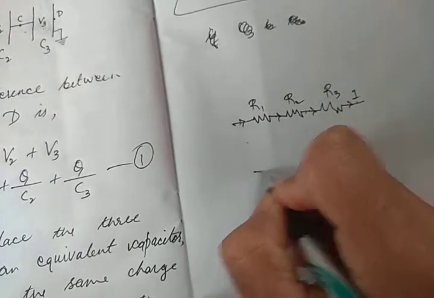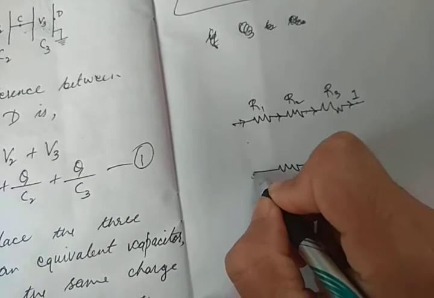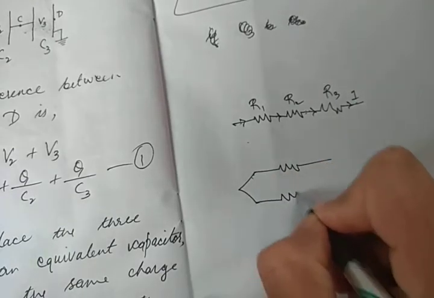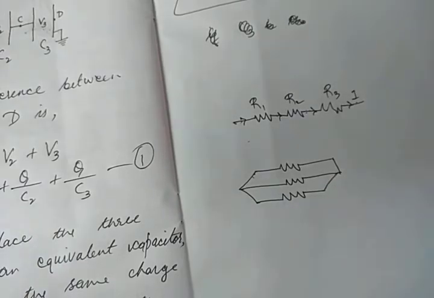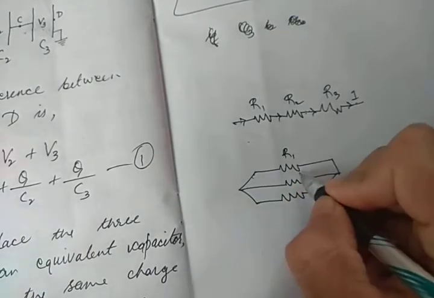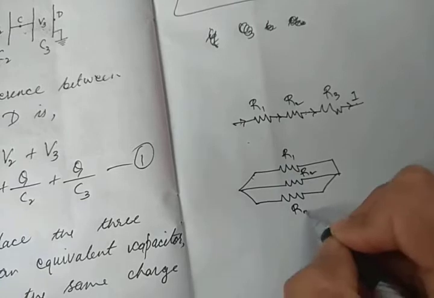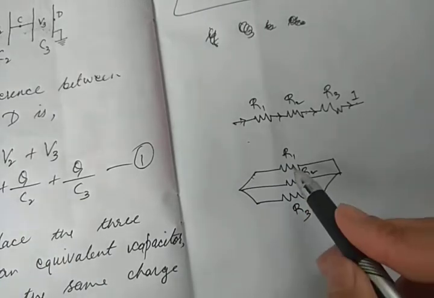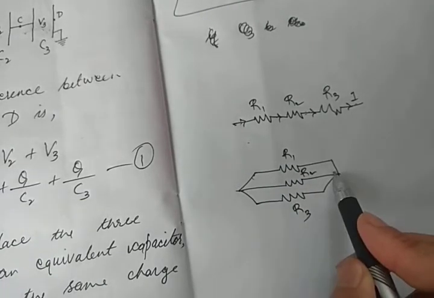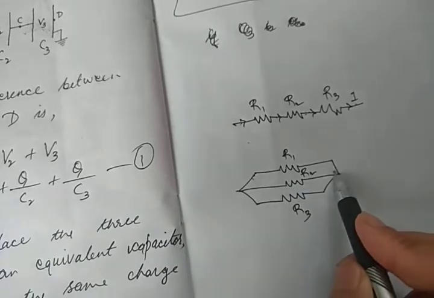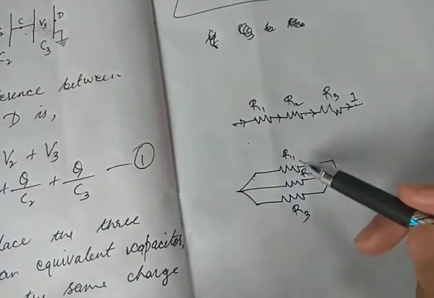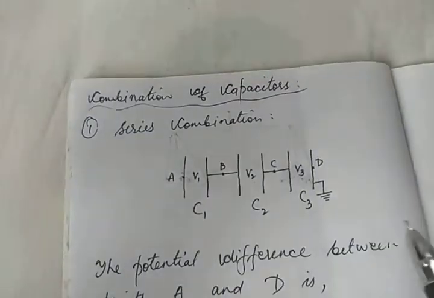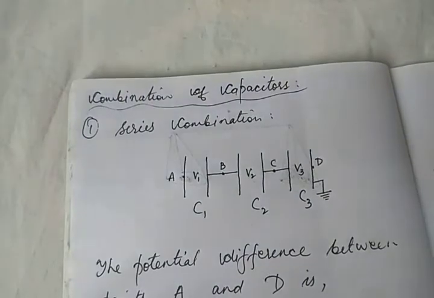In parallel combination of resistors, just to remind you all, the thing that was the same for all the three resistors was the potential difference. Since all three resistors are connected to the same 2 points, the potential difference across each of these resistors was the same. So the same thing is true when it comes to capacitors.